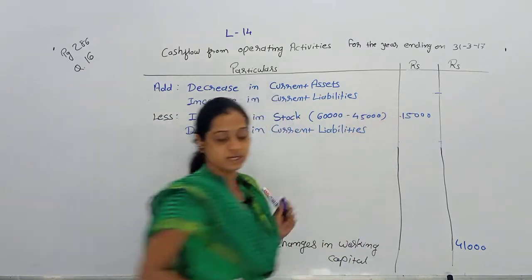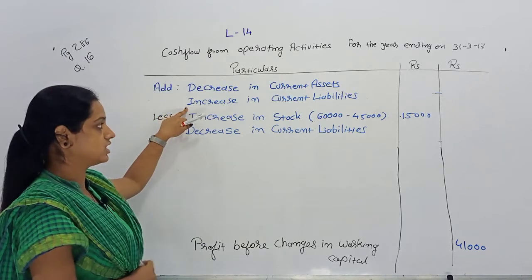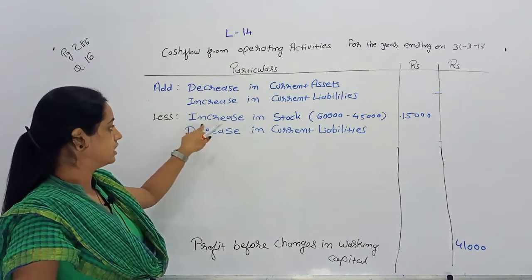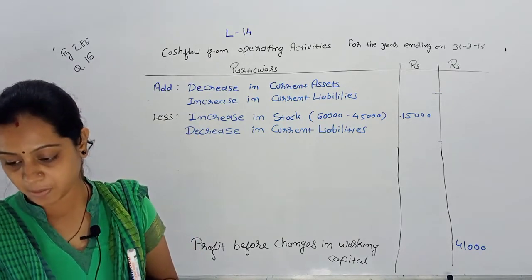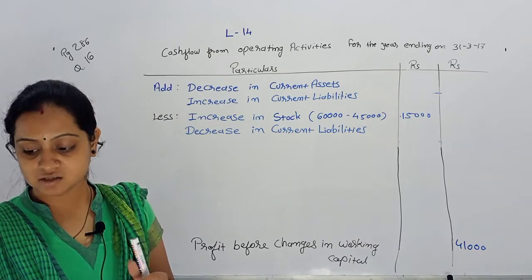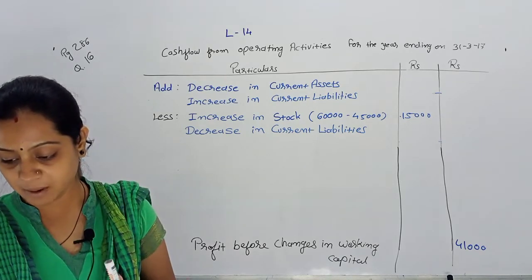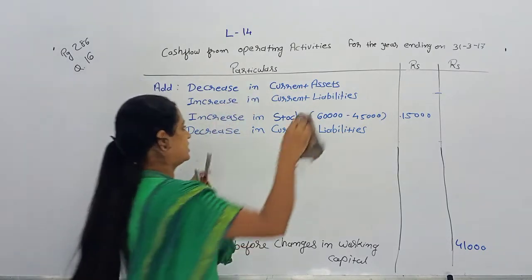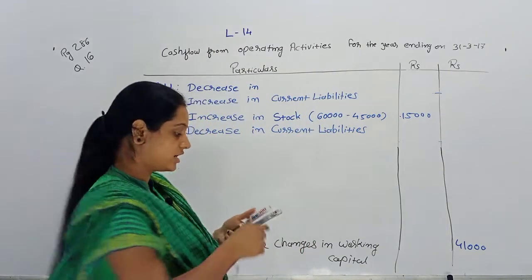See, here leave one line space, because you have to write the total of this in the next line. So there must be one line space after increase in current liability, and then you have to write less: increase in stock. The next will be debtors. In the beginning of the year, debtors was 90,000 and at the end of the year the amount is 50,000. So debtors has been decreased. Decrease in current assets. Instead of writing current assets, we have to write debtors here.